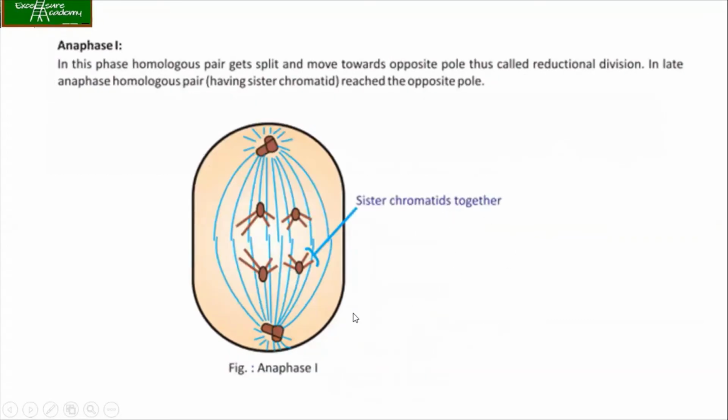Now, anaphase 1, same. Homologous pairs are getting split and move towards the opposite poles, and here it is your reductional division. ठीक है? तो पहले क्या था आपका 2n था, right? Now half, n n. Sorry, पहले इसको 4n किया, then 2n 2n, and then after that this is going to become n n n.